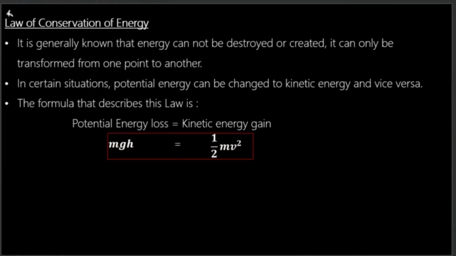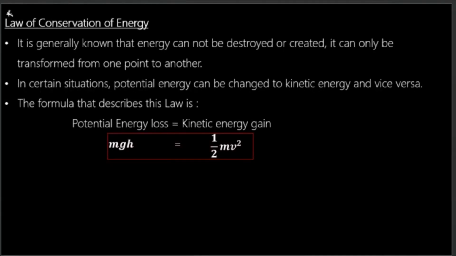So it is generally known that energy cannot be destroyed or created, but it can be transformed from one point to another, from kinetic to potential, or from potential to what? To kinetic energy. And in certain situations, potential energy can be changed to kinetic energy and vice versa. So with the law of conservation of energy, if there is a loss in potential energy, there is a gain in kinetic energy. And if there is a loss in kinetic energy, there is a gain in potential energy.